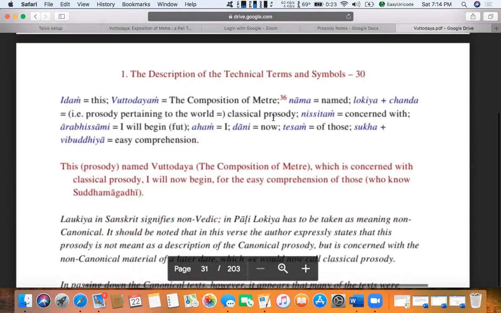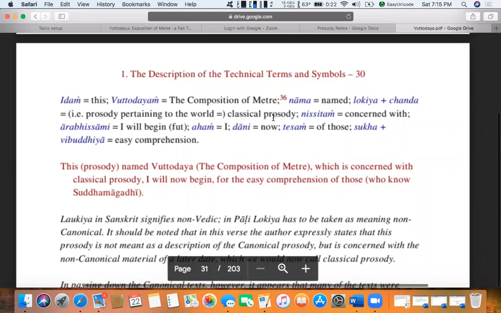There are two types of chandas in Sanskrit. One is Vedic chandas and another is classical chandas, or the worldly chandas. Vedic chanda and Lokiya chanda. But here the Vuttodaya only presents the Lokiya Chanda, classical prosody, and it relies on it. Nissitang means rely or depend. So this Vuttodaya relies on Lokiya Chanda, not Vedic Chanda.